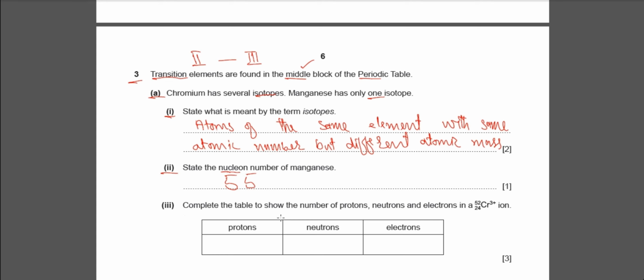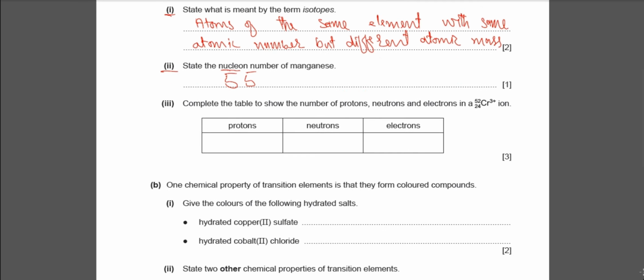Then he says complete the table to show the number of protons, neutrons and electrons, but this time he changed it. Let me increase its size a little. Okay, fine. Now, this is chromium 52, 24 with the charge of 3 plus.